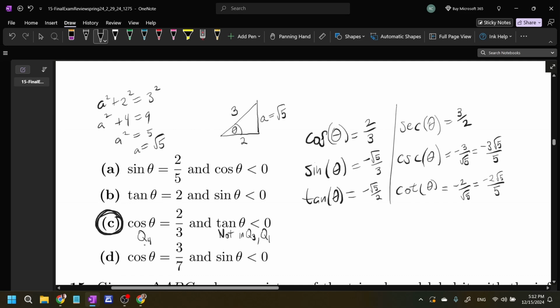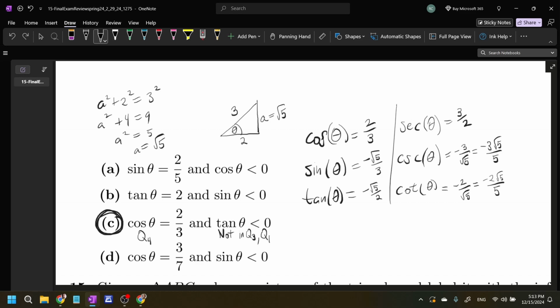Okay, so let me recap because we did a lot here. The first thing we did was we looked at that clue that said tangent of theta is less than 0. And if you recall, tangent is positive in quadrants 1 and 3. So if tangent is negative, we know it's not in quadrants 1 and 3. Then they tell us cosine is 2/3. The only quadrants that are left are quadrants 4 and 2, and only sine is positive in quadrant 2. So this must be in quadrant 4.